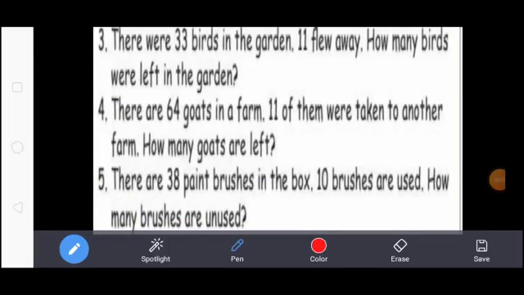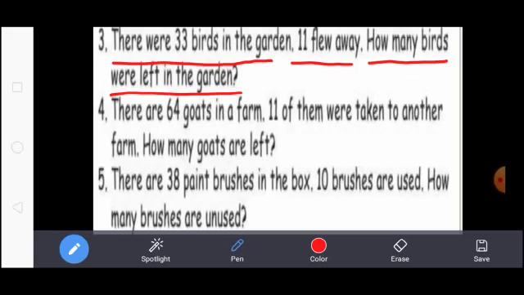Next question. There were 33 birds in the garden. 11 flew away. How many birds were left in the garden? Another time I read this. There were 33 birds in the garden. 11 flew away. How many birds were left in the garden?